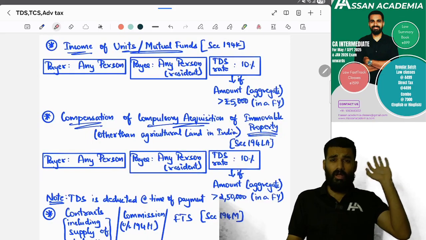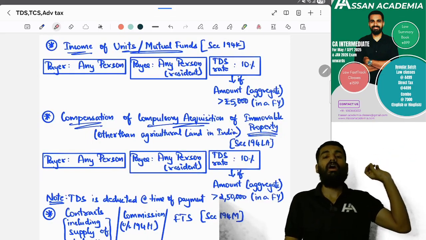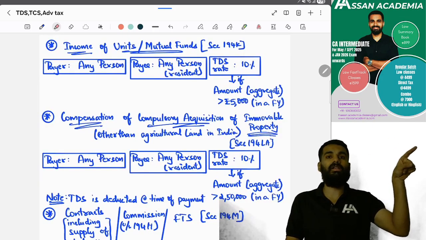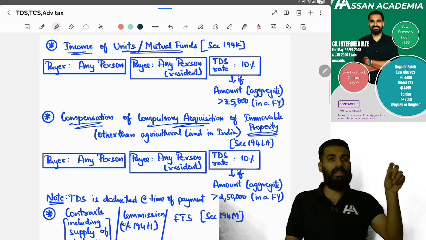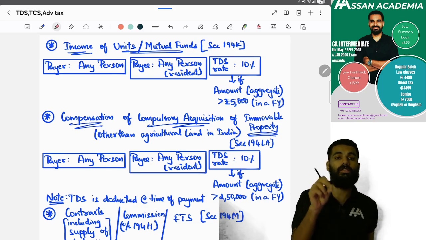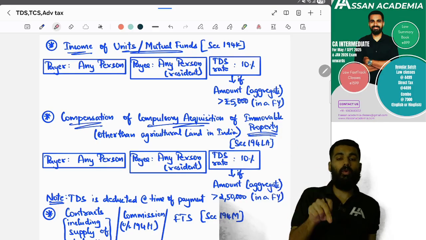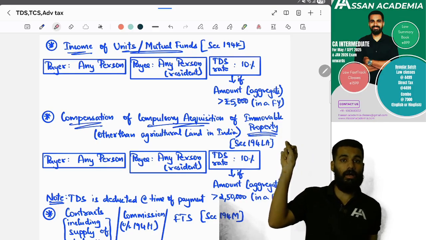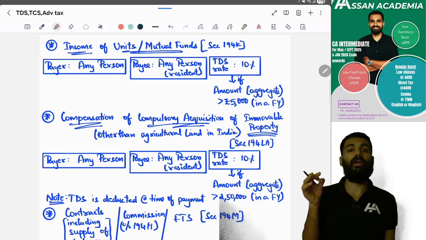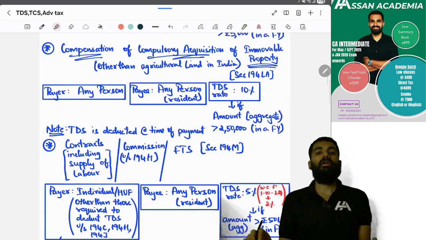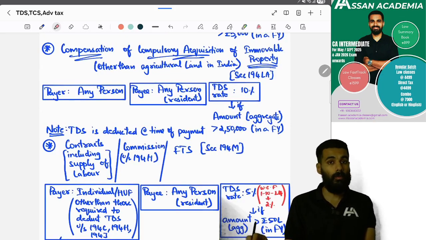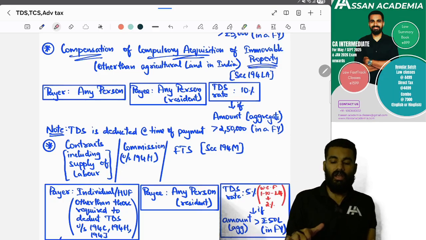How? For dividend, a domestic company, the resident shareholder is getting TDS reduced. The same way here for mutual funds, for any income of the mutual funds, any person making payment to a resident person, TDS will be 10%, but the amount should be more than 5,000 rupees in a financial year. Yes, and for compensation on compulsory acquisition of immovable property other than agricultural land in India.